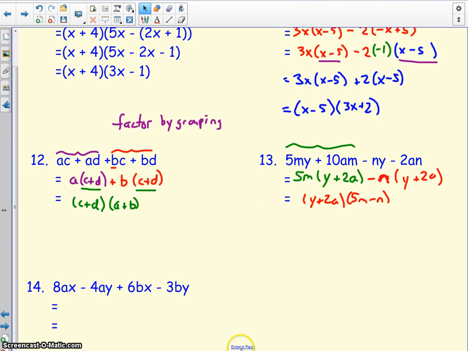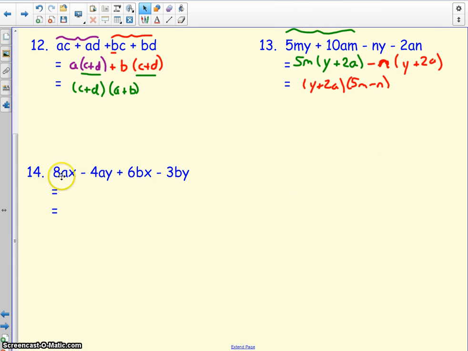Okay, and for this last one here, between these first two terms, 4a is our common factor, and 2x minus y is left over. And between our next two terms here, they both have 3b in common, again with 2x minus y left over. So that factors into 2x minus y times 4a plus 3b.